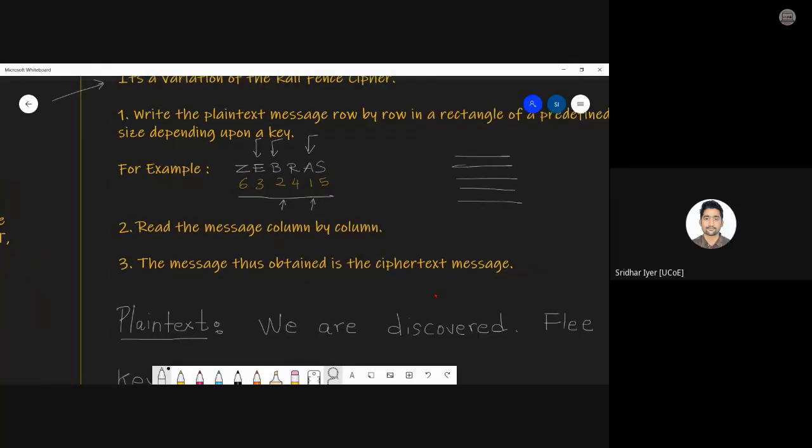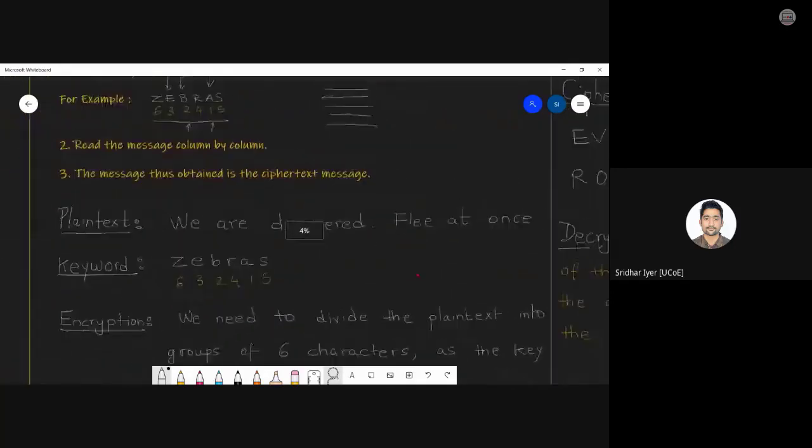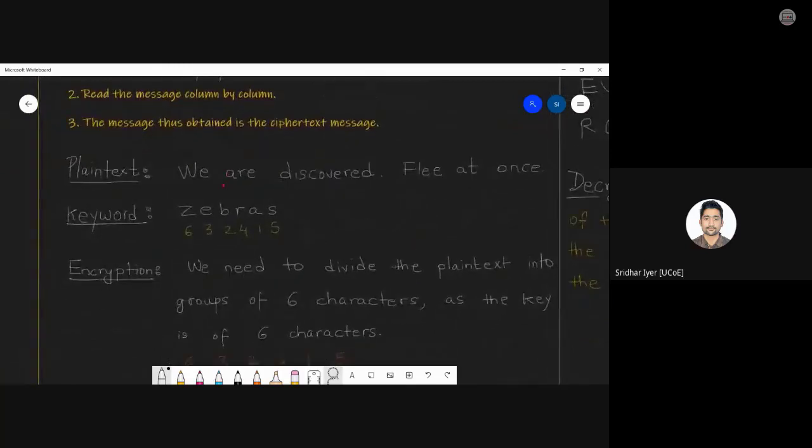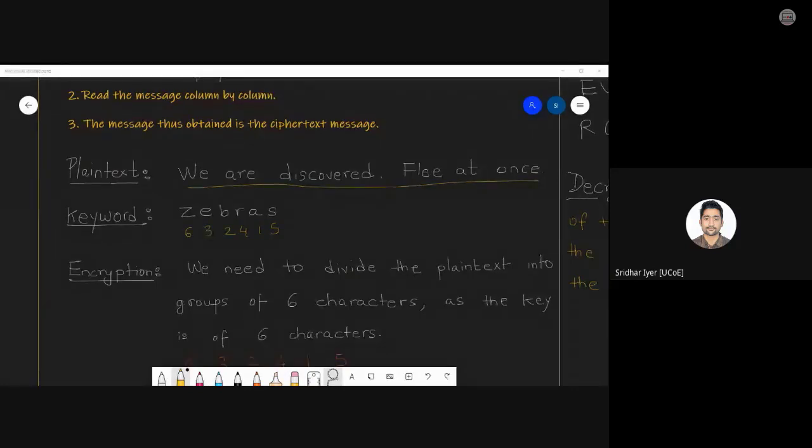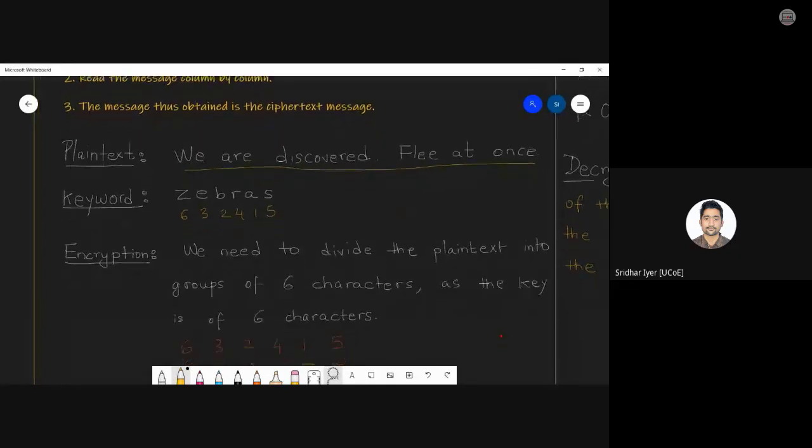Is it clear? Let me show you how it is done with this example. The plain text is "we are discovered, flee at once." This is our plain text. So we need a matrix of size 6 columns. Why 6? Because we have a keyword of 6 characters. Am I clear? Fine. So as the key is of size 6, we will have a matrix of 6 columns.